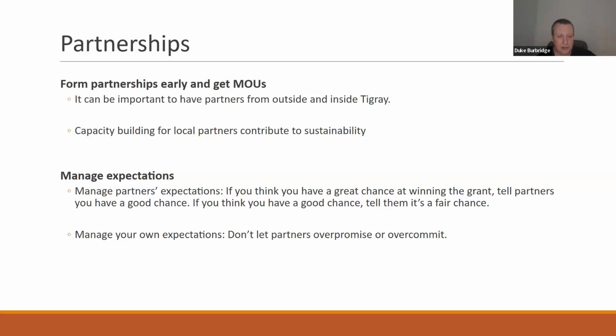When you're talking to local partners, don't get their hopes up that a grant's going to be successful, that a proposal is going to be successful, because they would rather be pleasantly surprised than be disappointed. So if you think you have a great chance, tell them it's a good chance. If it's a good chance, tell them it's a fair chance. If you think it's a fair chance, tell them it's a long shot that you're going to win this grant. Don't make them think that they're going to win the grant if you don't have real good information that makes you think that you're going to win it.